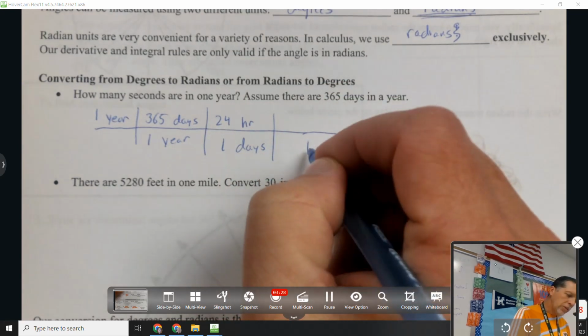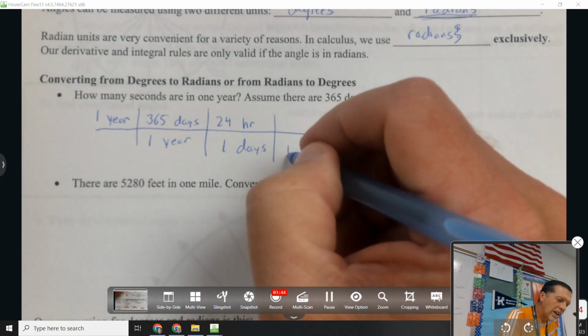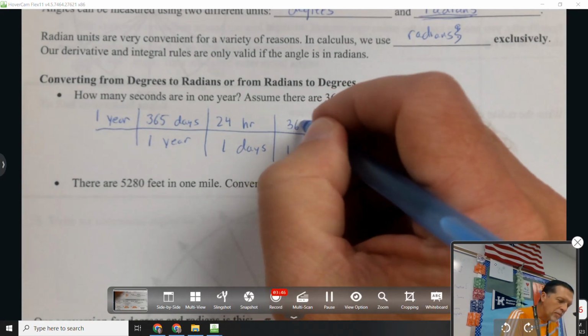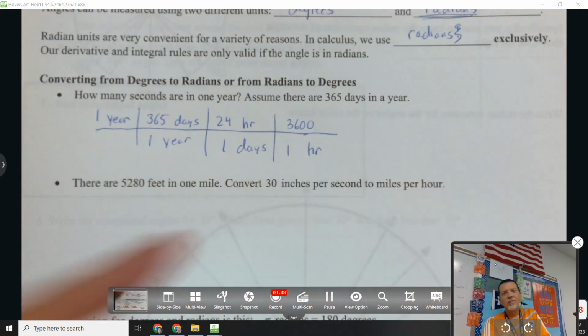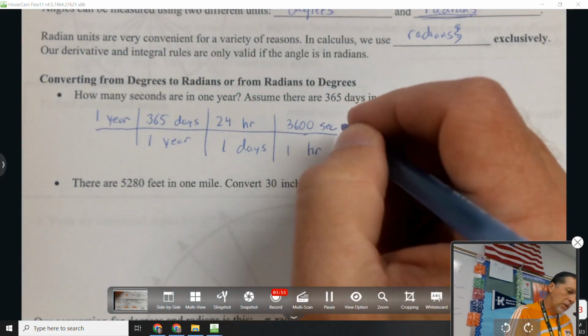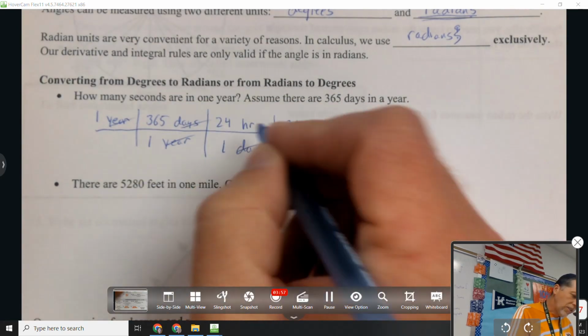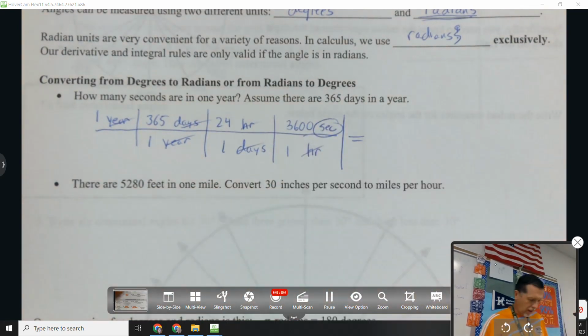Then I'd like my hours to cancel. Some people know how many seconds are in an hour. We can skip a step here. 60 minutes in an hour. 3600. Careful. 3600. So 1 hour has 3600 seconds. And to get the 3600, you just did 60 times 60, which is what the longer way to go would be. Okay, so years cancels, days cancels, hours cancels. We're left with seconds.